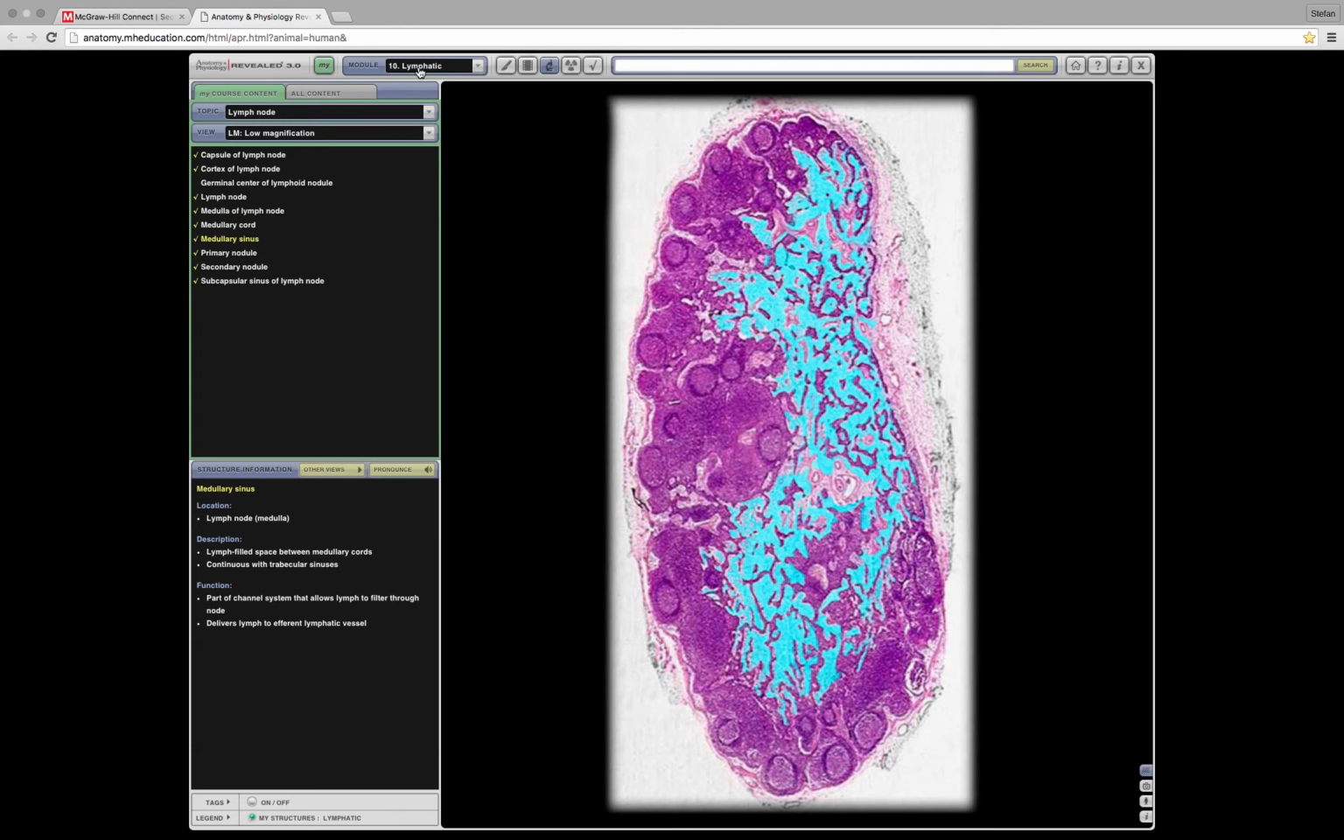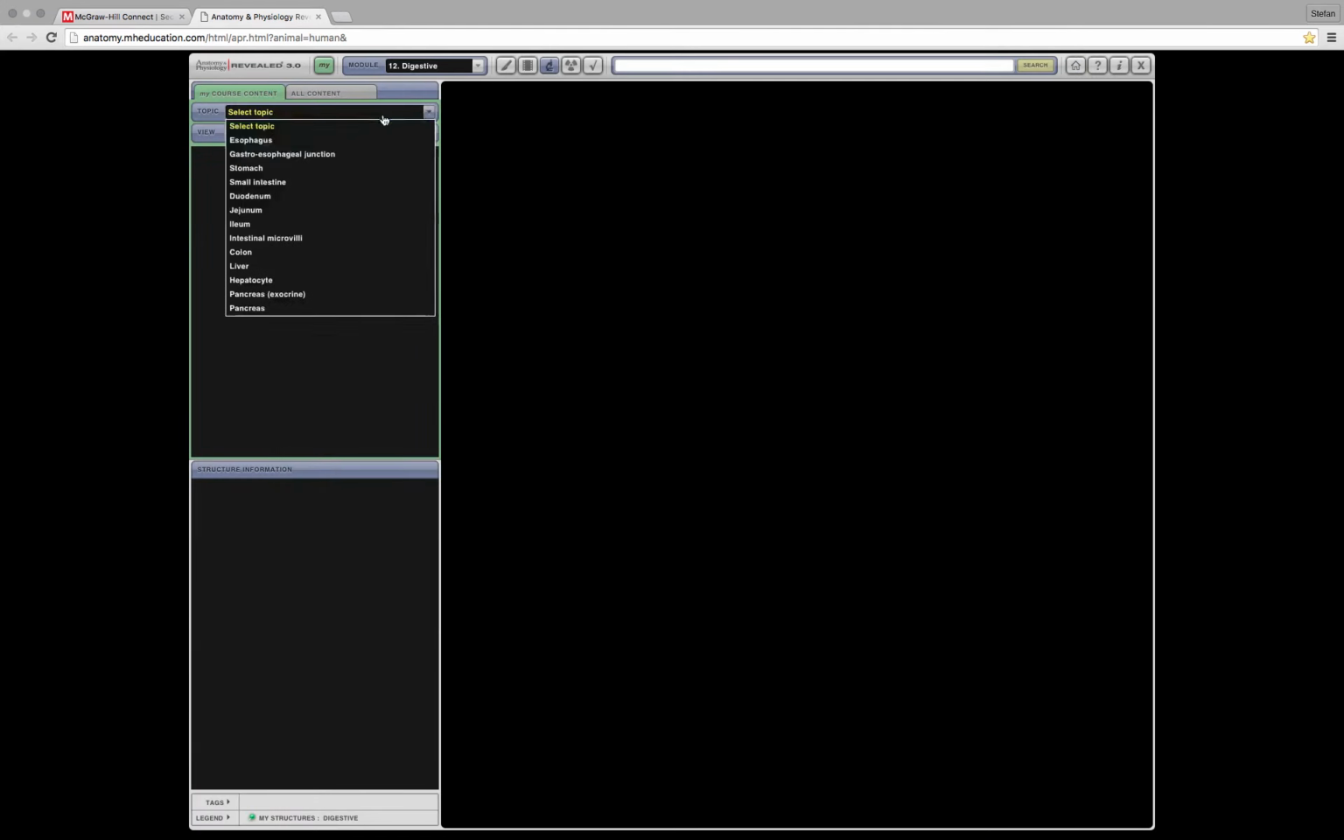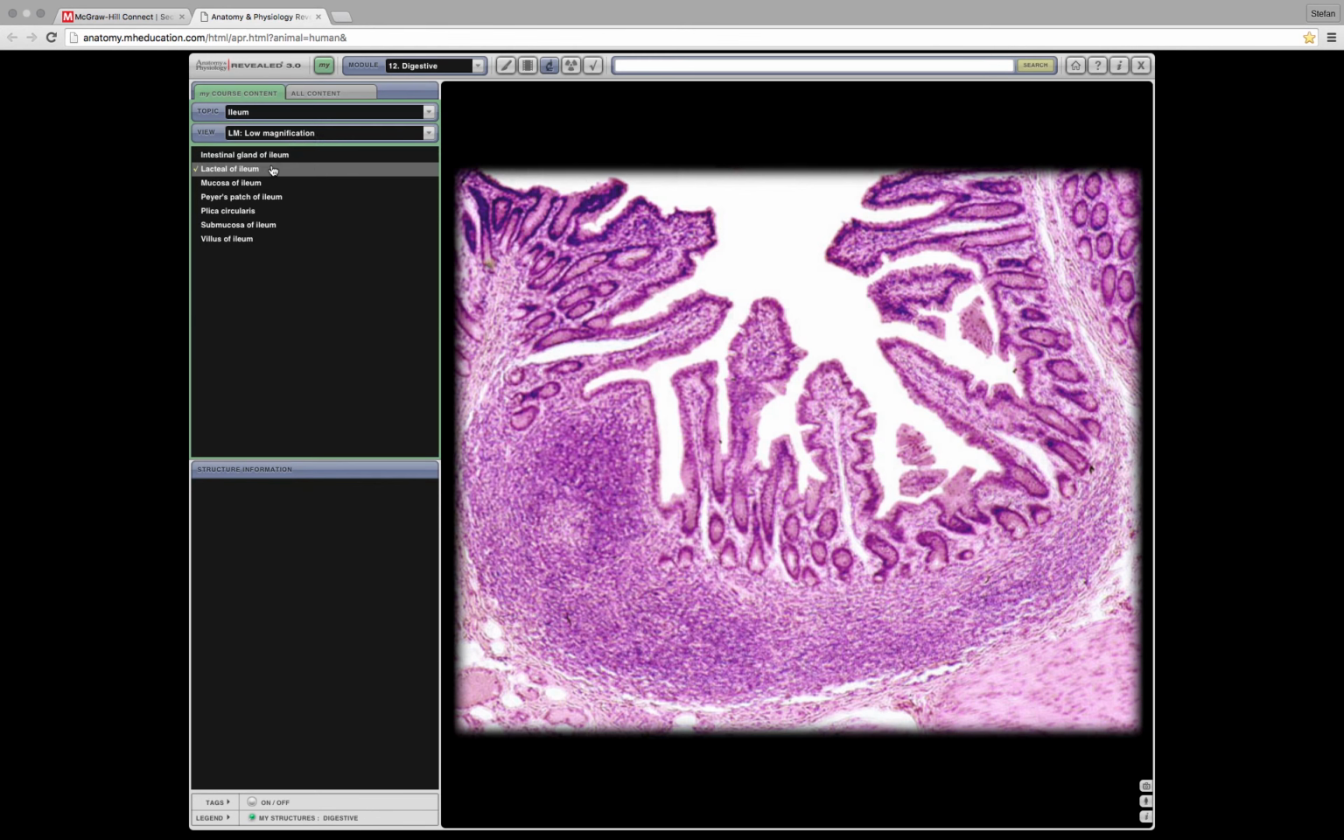Now let's move to the small intestine. I have to switch chapters here. Digestive microscope. Where are you? Ileum, because it's the ileum of the small intestine. Low magnification.